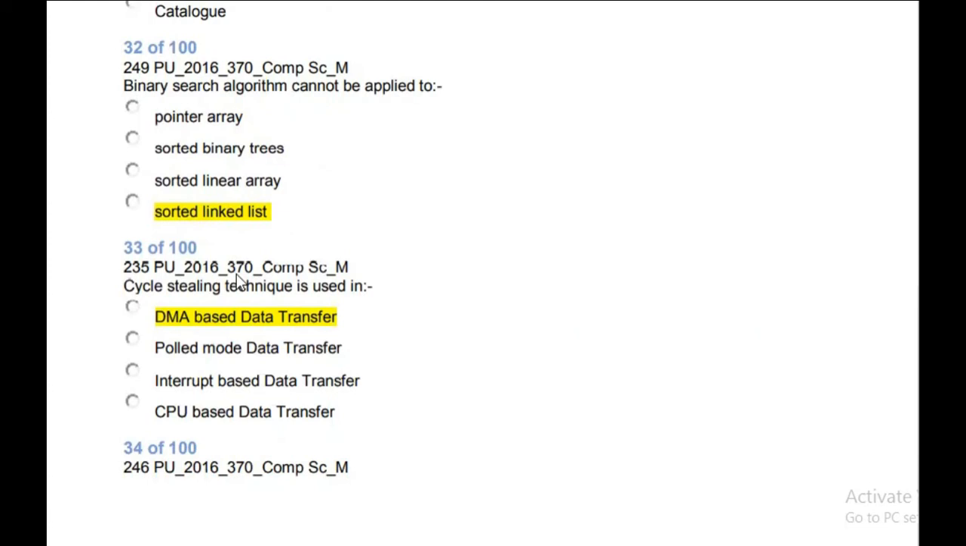Question number 32. Binary search algorithm cannot be applied to a sorted linked list. Option D is correct.